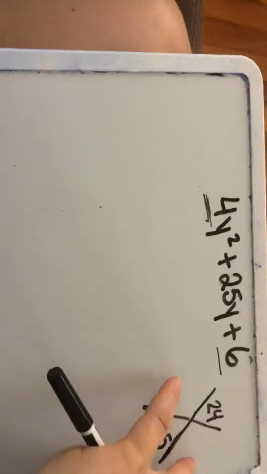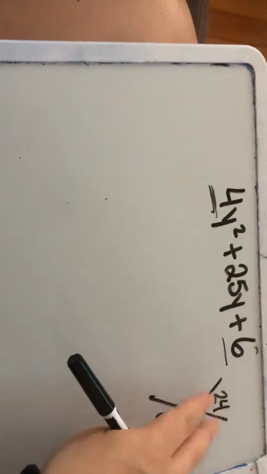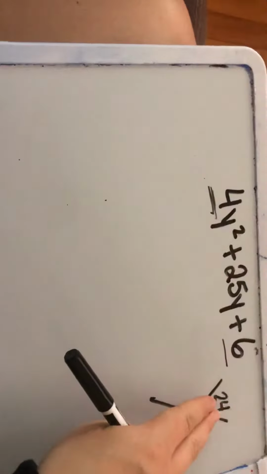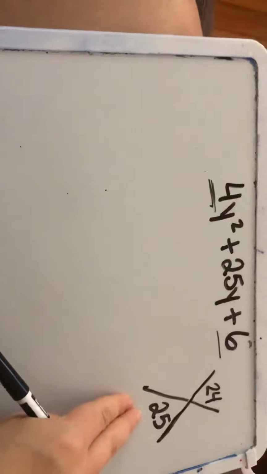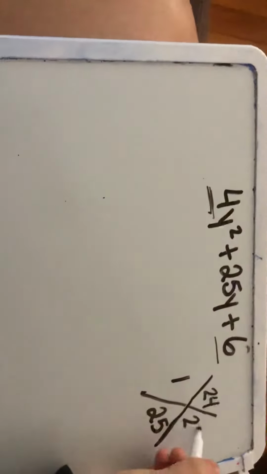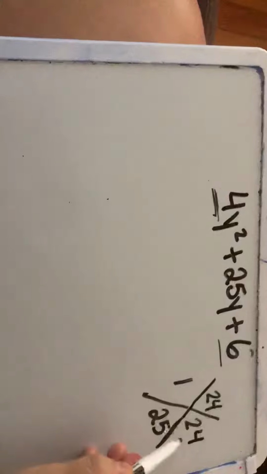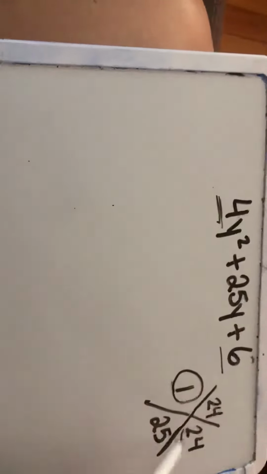Then we're trying to fill in the sides, thinking of two numbers that can multiply to get the top. So two numbers that can multiply to get 24 and add to get the bottom. So here, it looks like 1 times 24 will give me 24, and 1 plus 24 will give me 25. So those are my two numbers.